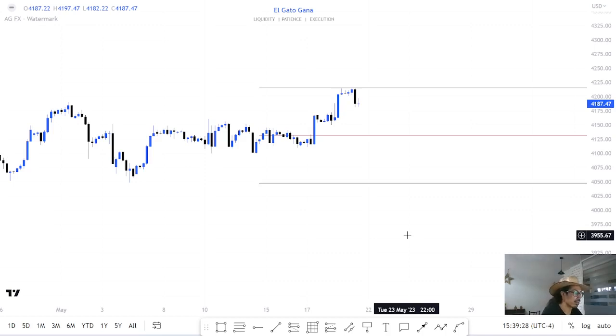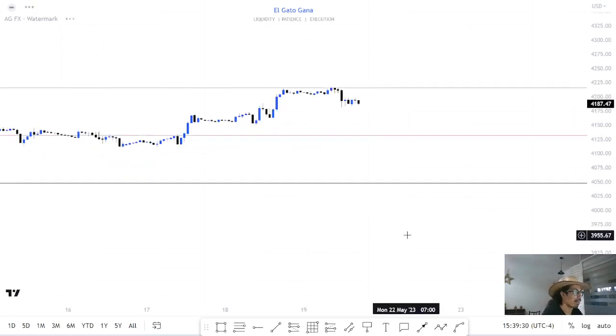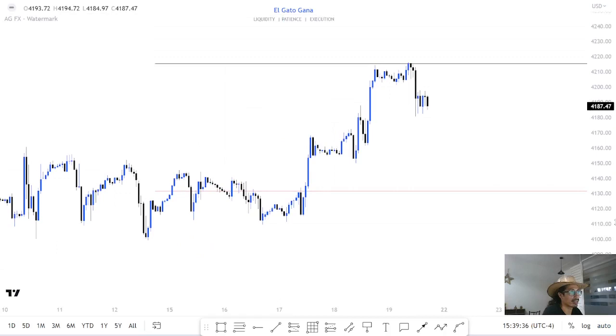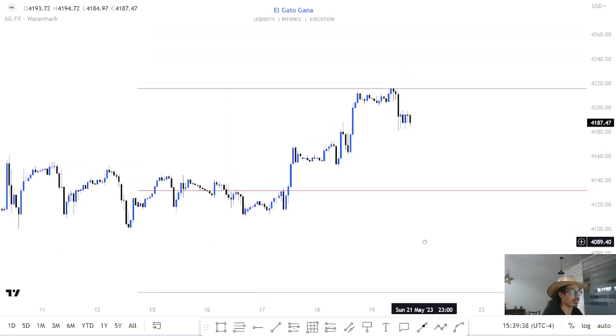So this is a 4-hour. We're going to go into the 1-hour. You see, they all have the same high, right? So right now, all price has to do is break above these highs, and that shifts the daily, the 4-hour, and the 1-hour.